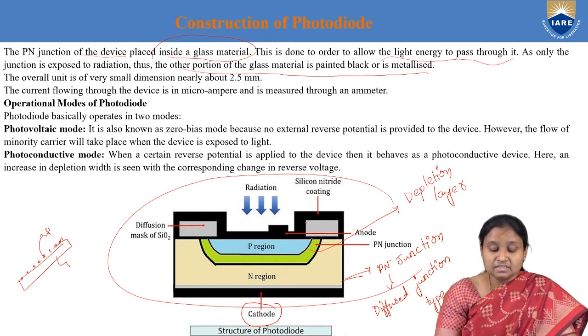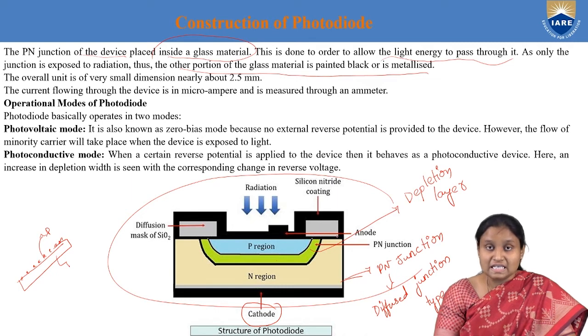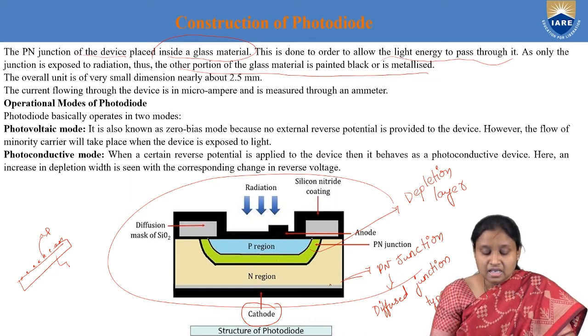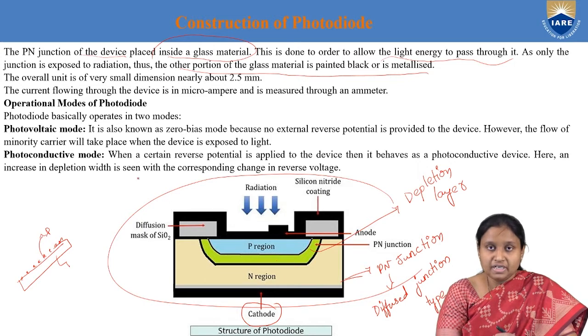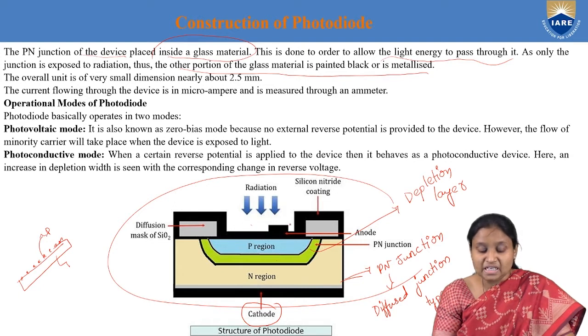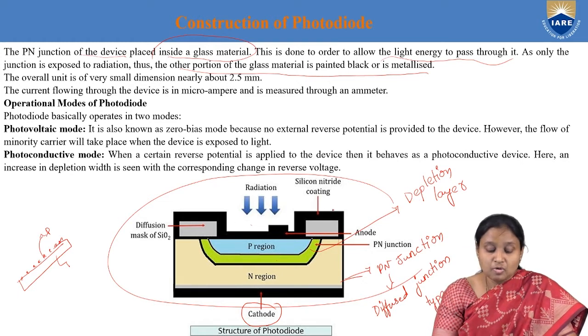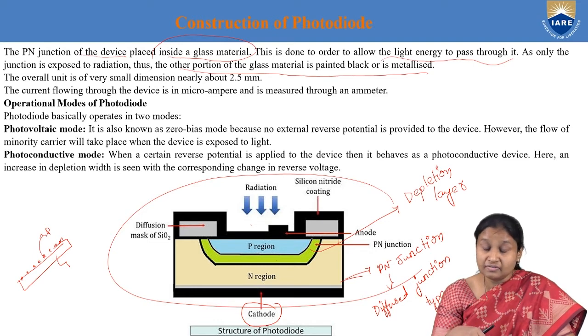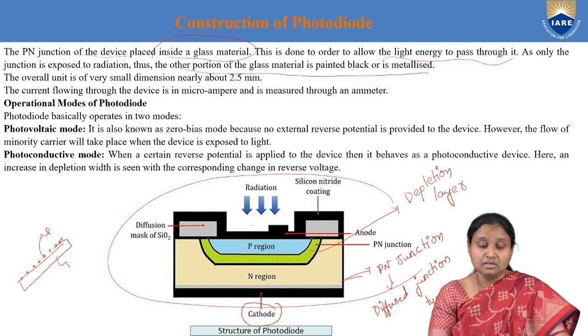And as we were told, this entire PN junction is kept in glass, so it is covered with glass. What we'll observe here is that the entire portion, not entire portion, leaving a small portion where we want our light to get inside and fall on this depletion layer. This much part is not painted black or with a metal, whereas the rest is painted either with metal or black. So we keep a small region in order to make radiation enter or fall on the depletion layer, whereas the other portion of glass covering the PN junction is coated black or metallized.